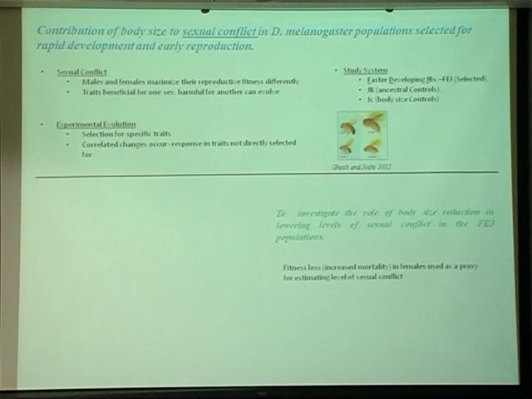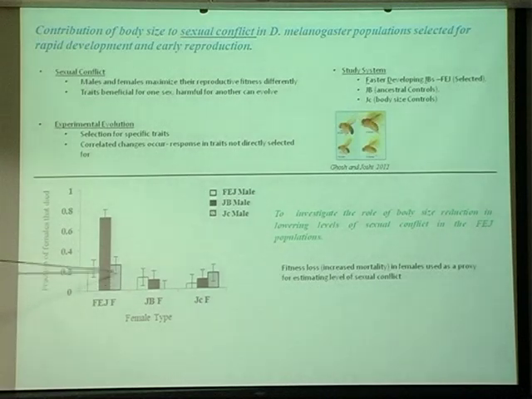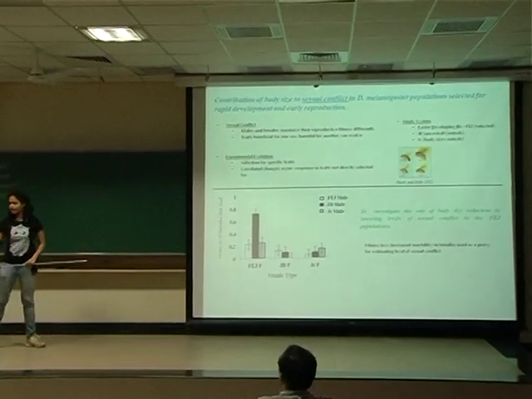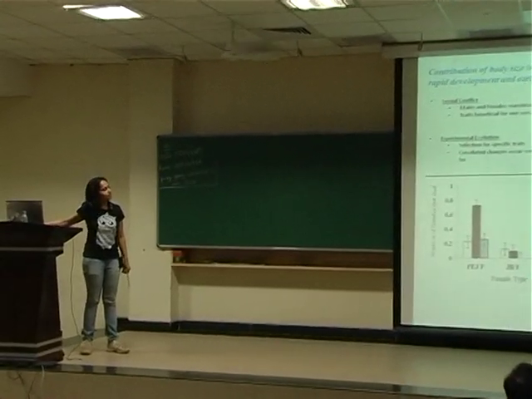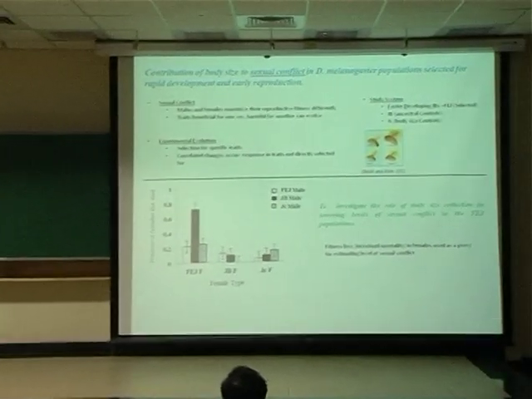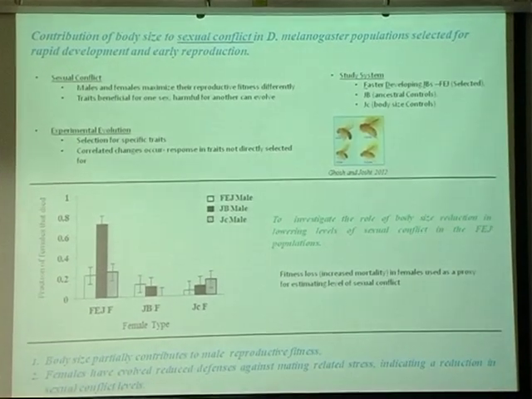The readout that I used was the fitness loss that the females experienced in terms of increased mortality post-mating. I can draw your attention to this particular bar, which shows that the selected females did not die any more than the control females when they were mating with the body size control males. This basically means that when you reduce the size of the males, they are not as manipulative, which is indicative of a lower level of conflict. This is one of the more interesting results from this experiment.